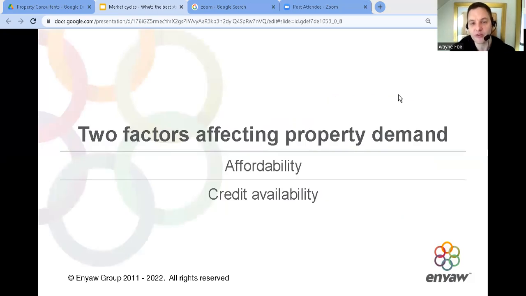The demand for property isn't dictated by how many people need a house. It's dictated by two things. The first is the affordability of that property, and second, the availability of finance. If you remove either of these two factors, the property market will crash.